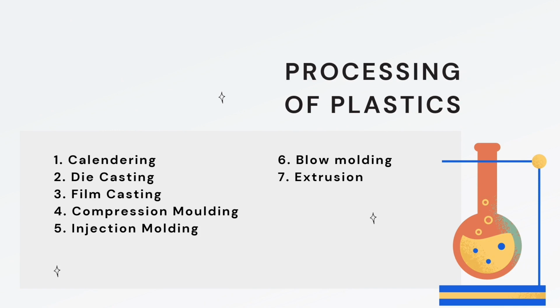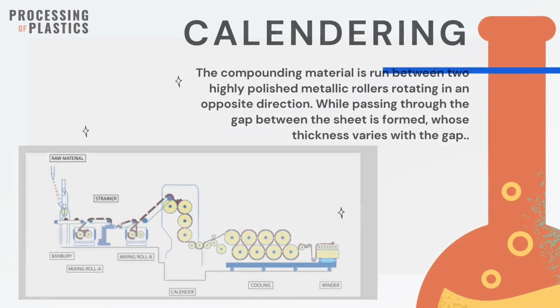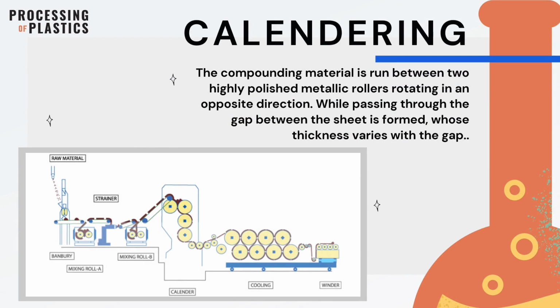Proceeding to the processing of plastics. First, we have calendering. What is calendering? Calendering is where the compounding material is run between two polished metallic rollers rotating in opposite directions, and while passing through the gap, a sheet is formed, whose thickness varies with the gap. This is the process where materials are squeezed between pairs of rollers, reduced in thickness to make it even. That is how it becomes a thin sheet. Or it could also be used to produce a texture or even to laminate.